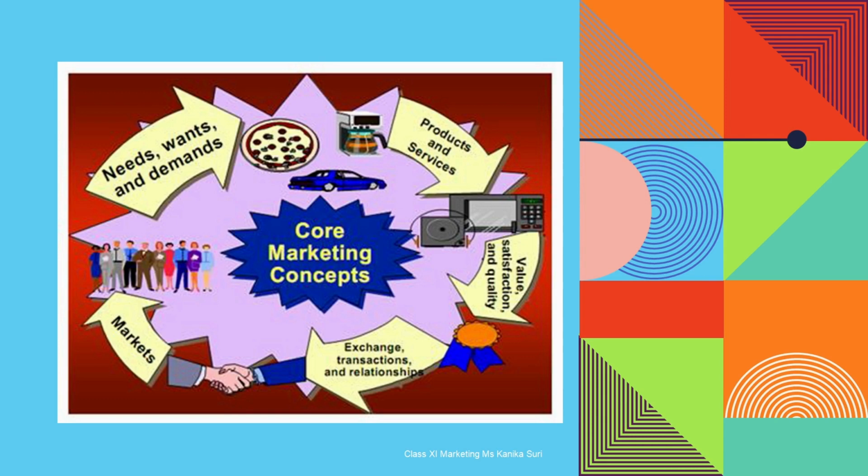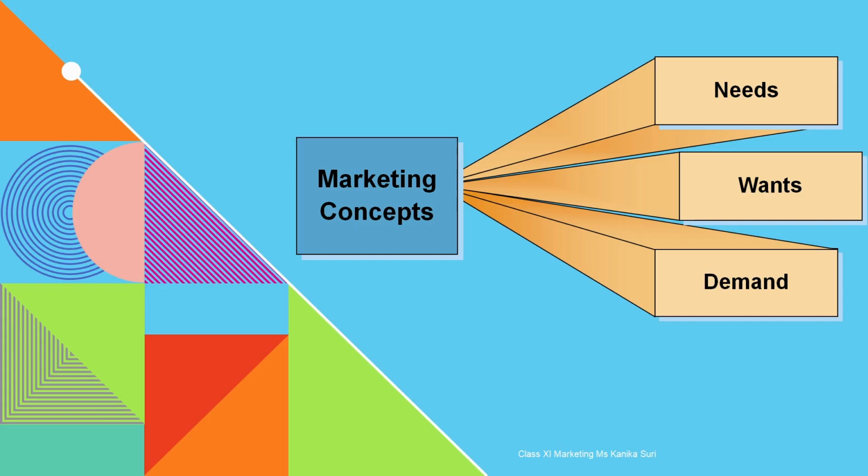Right. So we have a few marketing concepts here. We can see needs, wants, and demands, products and services, value, satisfaction, and quality, exchange, transactions and relationships, markets. So these are the concepts, and you can see that it is an entire process which goes on. First of all, we will be focusing on the marketing concepts: needs, wants, and demands. Now let's understand the meaning of each and every term in here.